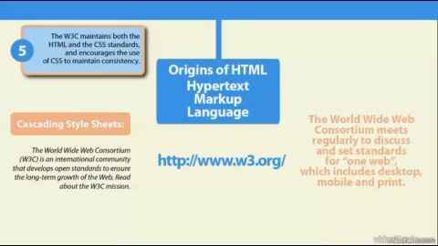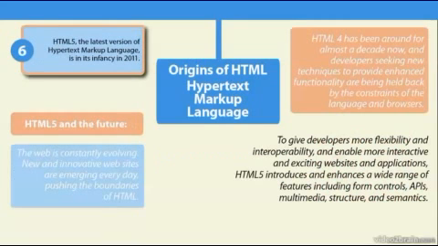The World Wide Web Consortium is an international community that developed open standards to ensure the long-term growth of the web. You can go to their website and read more about their mission at www.w3.org. The World Wide Web Consortium meets regularly to discuss and set standards for One Web, which includes desktop, mobile, and print. HTML5, the latest version of hypertext markup language, is still in its infancy here today in 2011.